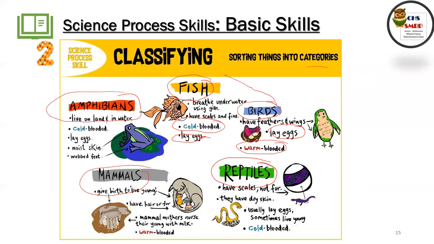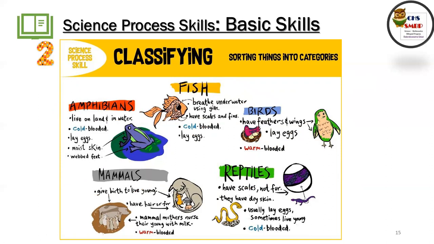But if you think about warm-blooded or cold-blooded, then that's the difference. And also, fish have fins, whereas birds don't have fins. Fish have scales, but birds don't have scales. They have feathers and wings. So that's the way you can differentiate fish from birds, right?